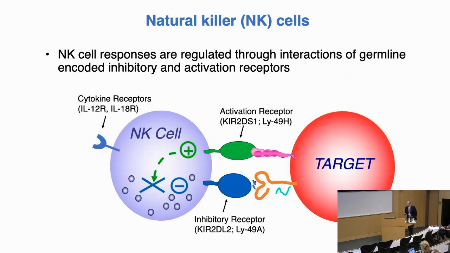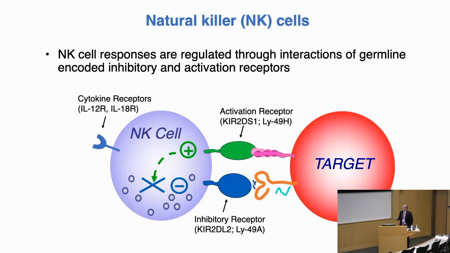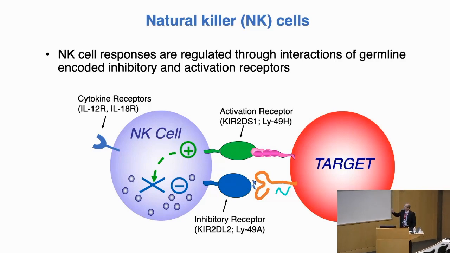NK cell responses are regulated through interactions of germline encoded receptors, both inhibitory and activating. So the blue receptor on the bottom is representing an inhibitory receptor, and that binds to MHC class 1. So essentially, NK cells are going through and surveying self, self, self. And so cells that downregulate class 1 are more vulnerable to NK cell killing. There are also activating receptors, shown by the green receptor at the top, and they bind to stress-induced ligands and virally encoded ligands. And then the NK cell chooses to respond by integrating signaling through all these different receptors.